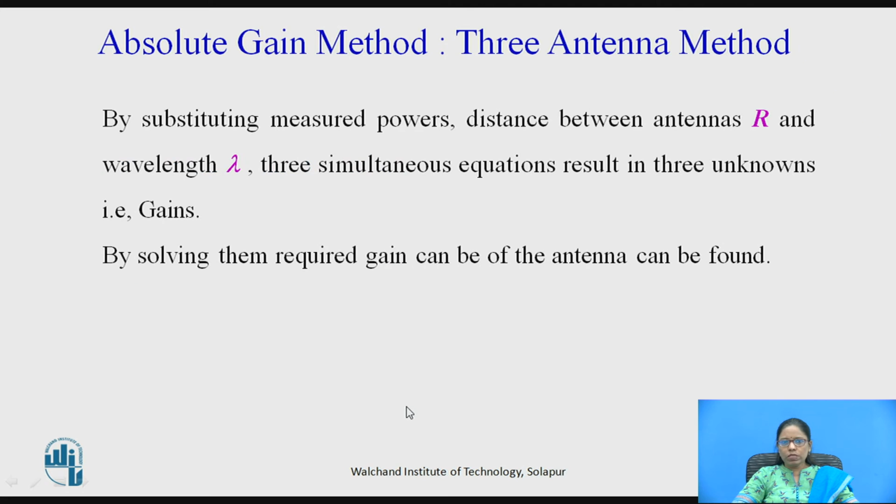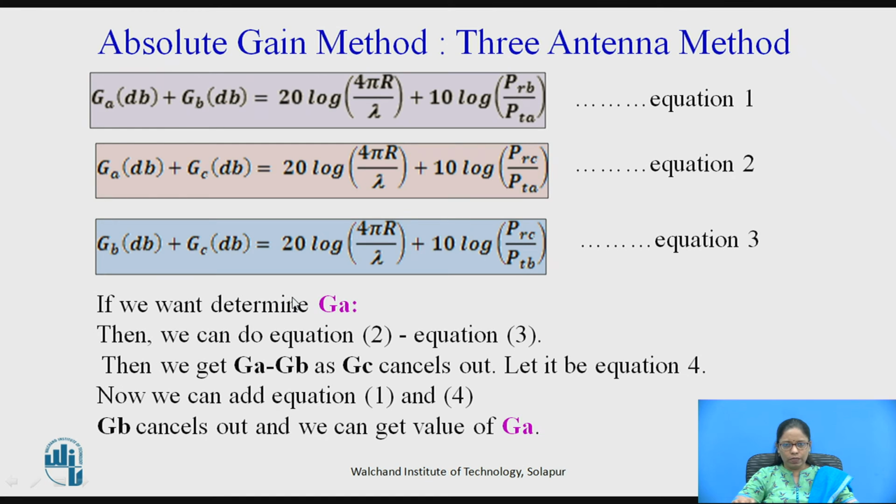So by knowing these three equations and by substituting these values, I can get the gain of the unknown antenna. How? That we'll see. By substituting the measured powers and distance R, by knowing the wavelength, and by solving the three simultaneous equations, there will be three unknowns. These three unknowns are nothing but the three gains, and by solving them, I can get the required gain. Let us see here: this is equation 1, this is equation 2, and equation 3.